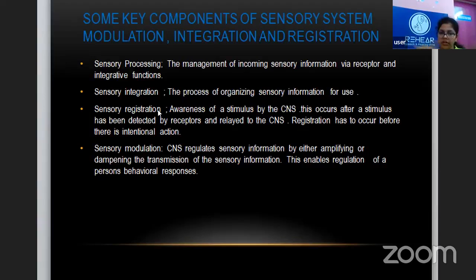These are all the definitions, but we need to understand sensory modulation. What is sensory modulation? The CNS regulates sensory information by either amplifying or dampening its transmission. This enables regulation of a person's behavioral responses. Even if you are in stress and someone asks, let's go have some ice cream, you simply say no, I'm not in the mood. You are controlling your emotion and replying.